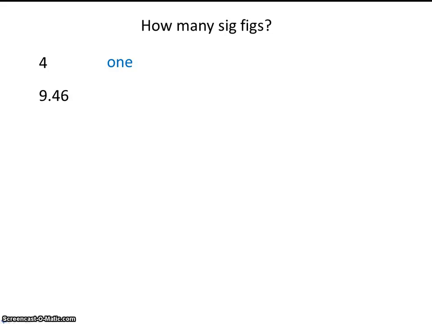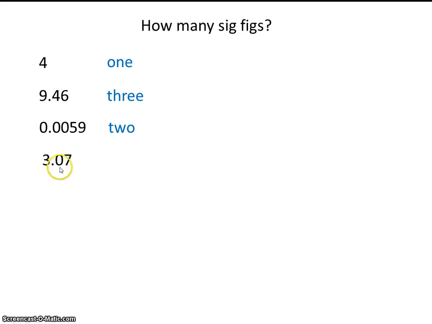These are also non-zero integers. So the number 9.46 has 3 sig figs. Now here we have some zeros. You'll have to recall the rules for zeros. Remember there's 3 types of zeros: leading zeros, trapped zeros, and trailing zeros. You'll recall that leading zeros, zeros that come before a number, are not significant. So this number has 2 sig figs.